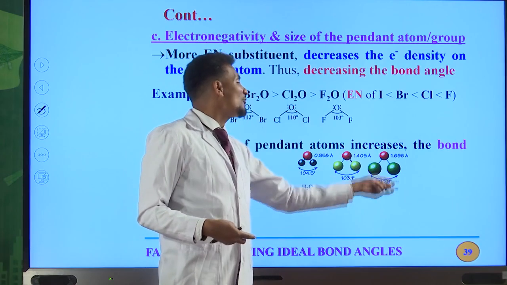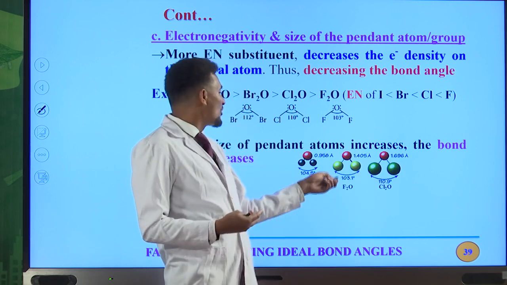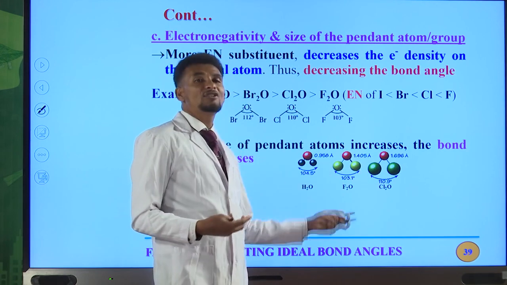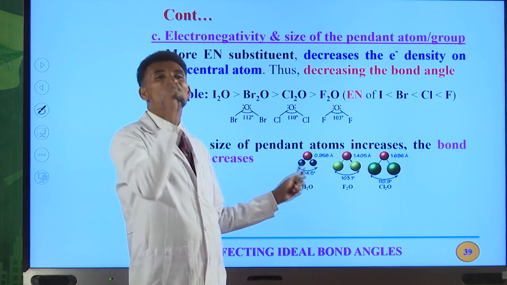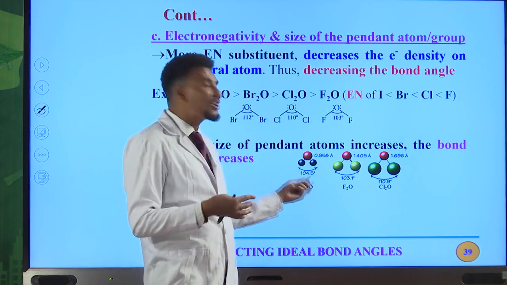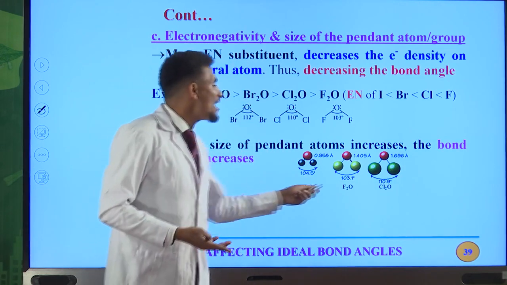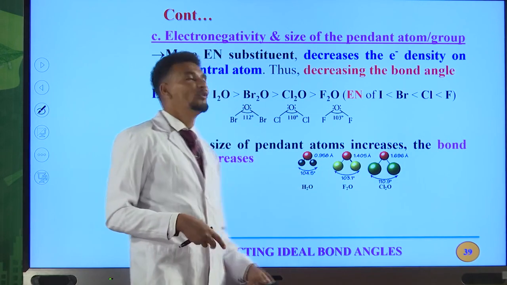Therefore, the bond angle for this molecule, which has chlorine but the same central atom, is larger when compared with F2O, and also compared with H2O. H2O has a smaller size. Therefore, the bond angle for the water molecule is only 104.5. The bond angle increases because the size of the pendant atoms also increases from hydrogen to chlorine.